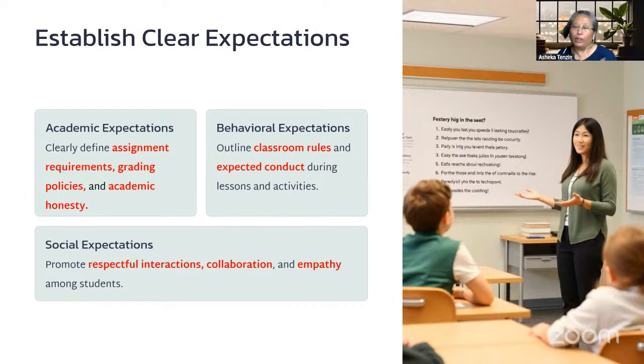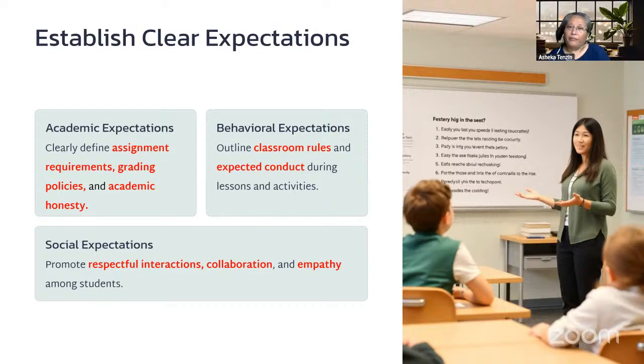When we talk about academic expectations, we need to tell our students clearly what the assignment requirements are. Explain to them the requirements of the task that they're doing or the assignment that you're giving in class. Also, be very clear about the grading policies, and talk about academic honesty. These three things are very important in terms of academic expectations. What are the requirements of the assignment? What are the grading policies? And what is academic honesty? These have to be very clear.